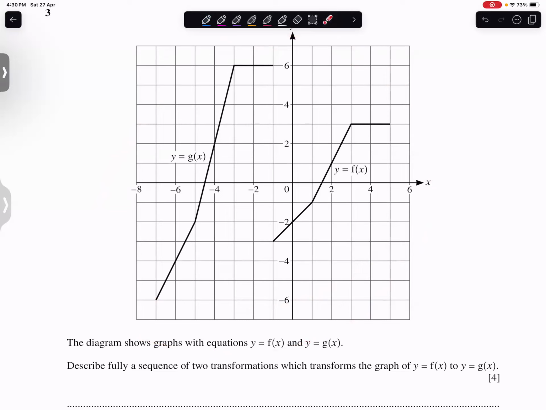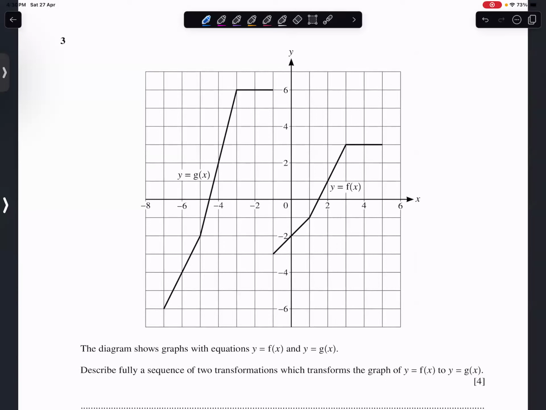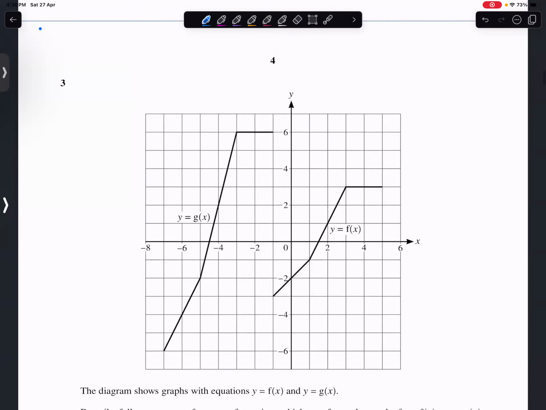क्योंकि मैं एक्स्ट्रा पढ़ा भी रहा हूँ पेपर के दौरान। लेट्स लुक एट दिस क्वेश्चन। अब कहते हैं, the diagram shows graph with equation y is equal to f of x and y is equal to g of x. ठीक है. Describe fully a sequence of two transformations which transform the graph of f of x to g of x. तो हाँ, लेट मी टेल यू कि ट्रांसलेशन सबसे पहले क्या होती है.